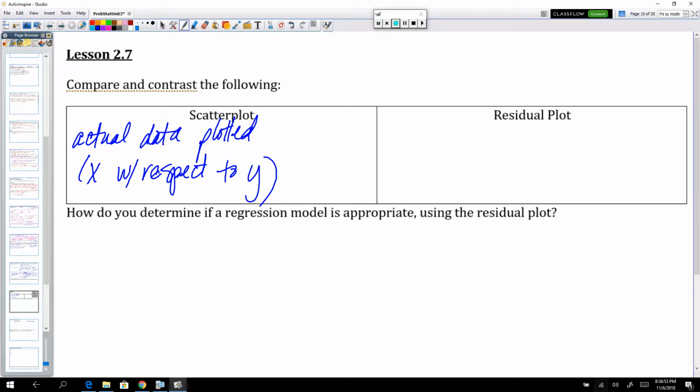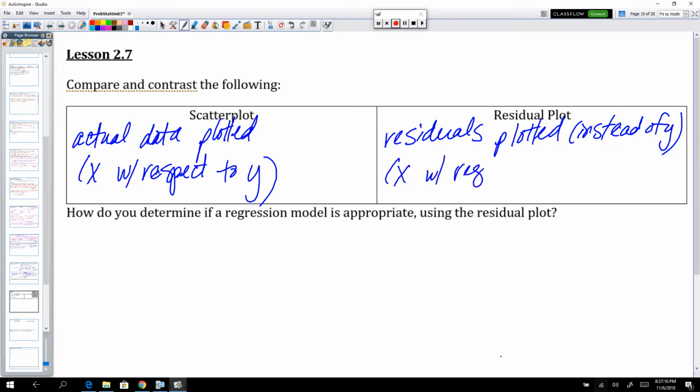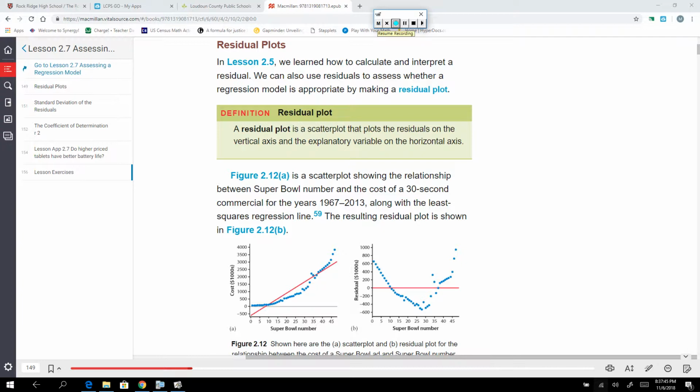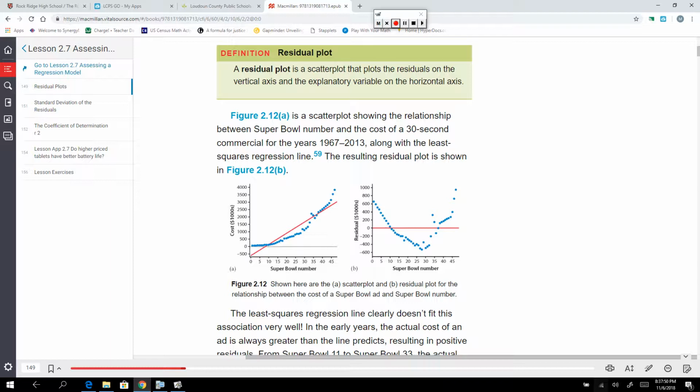Residual plots actually are the residuals plotted instead of the y. Okay, the residuals are plotted. It's x with respect to residual. There's a great picture of this in the book. Page 149 shows this amazing example of a residual plot.